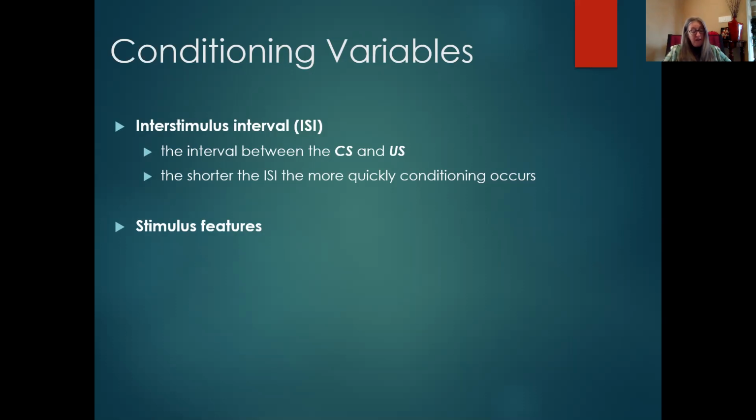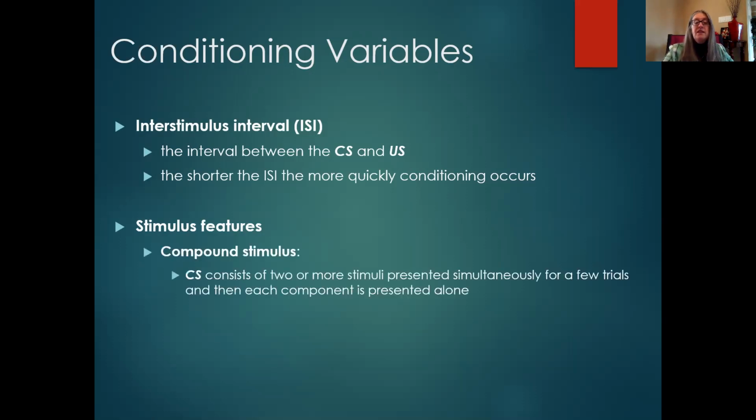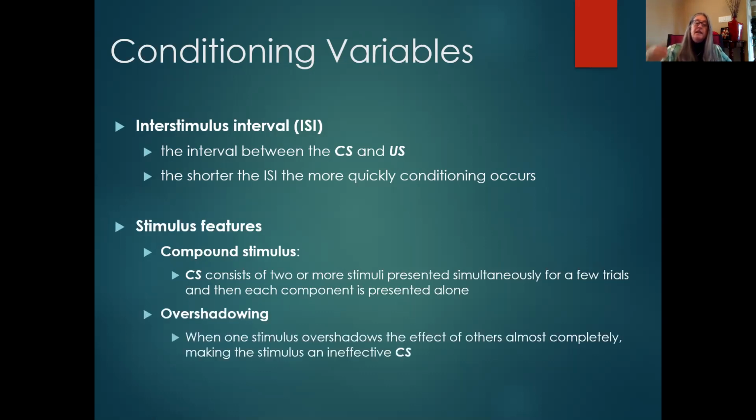Okay, let's talk about another thing that's important, and these are the stimulus features. These are the physical characteristics of the CS and the US, and they will affect conditioning. By and large, how it works is that the stronger or more intense the CS is, the more likely learning will take place. And similarly, the stronger or more intense the US is, the more likely learning will take place.